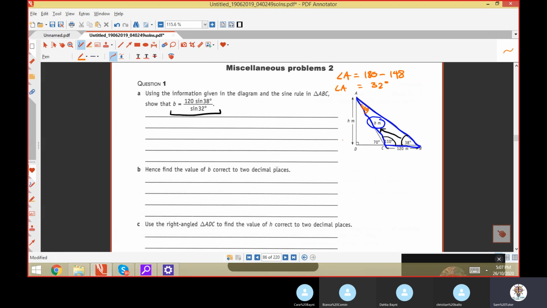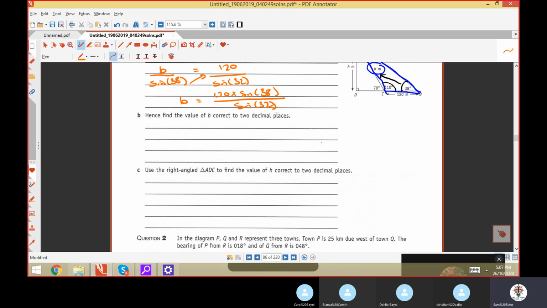Then you just write: E over sine 38 is equal to 120 over sine 32. The only thing you have to do here is bring sine 38 up because you're multiplying, and then you already have the form. So part A and part B go together, because part B just says hence find the value of B. So you just punch it all into the calculator: 120 times sine 38 over sine 32. Next part, you just punch it all into the calculator.